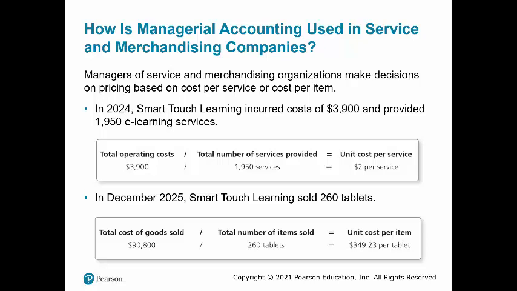We can also notice that if this information was correct, then Smart Touch Learning was able, after they became a manufacturer, to produce the items at a lower cost, because as we saw in the previous presentations, the unit cost for cost of goods manufactured for the tablets was $300. And that is the conclusion of the presentations for Learning Objectives 4 and 5.